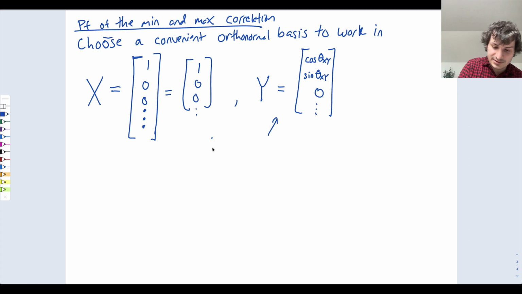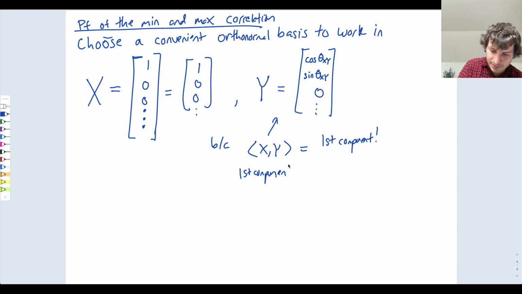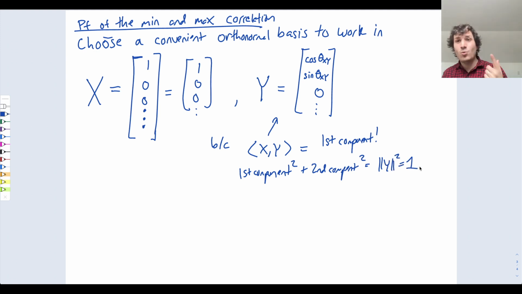And how do I know it's going to be the cosine and the sine? Because the inner product of x and y is equal to the first component, right? And the first component squared plus the second component squared equals the norm of y squared, which is 1. So I know that y is a unit vector. I know that when I do the inner product with x, which is 1 and all zeros, I have to get the first component back. And solving this equation means that y has to be the vector with cosine of theta xy and sine of theta xy.